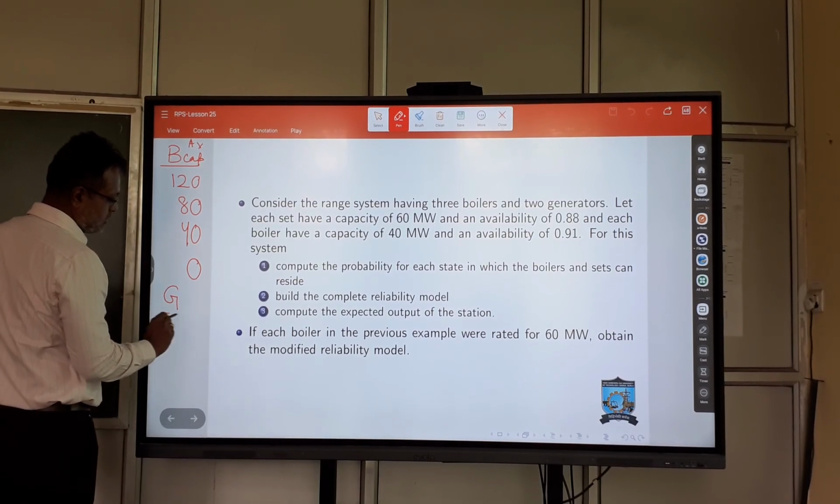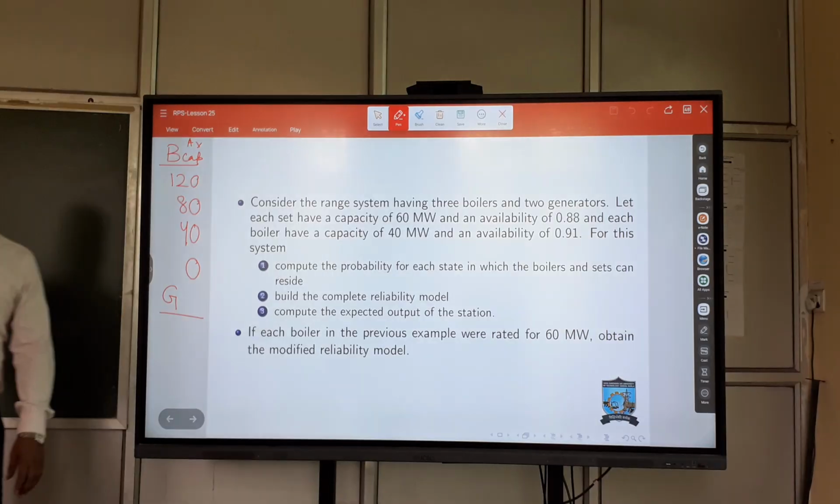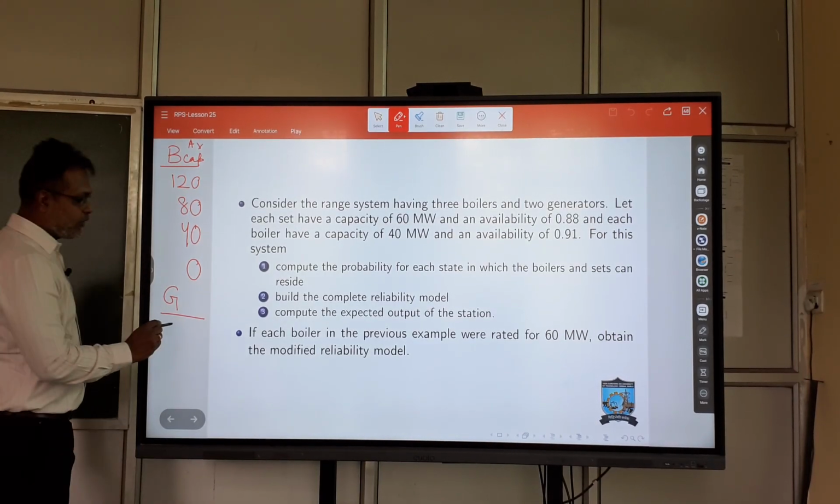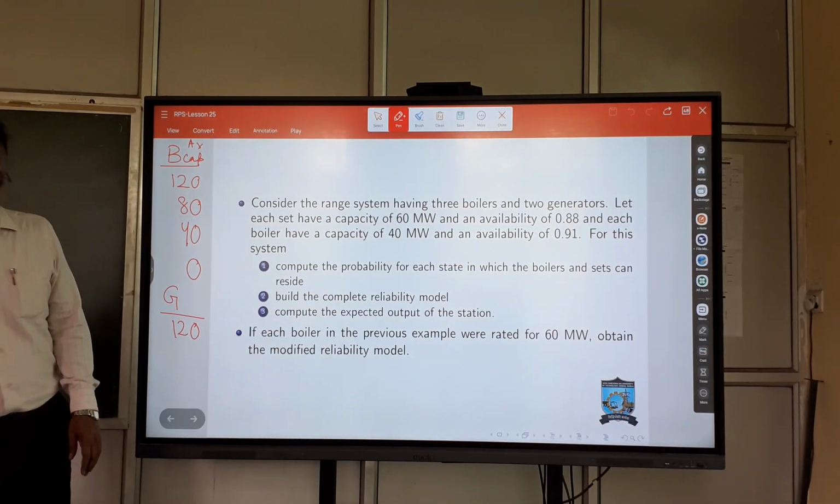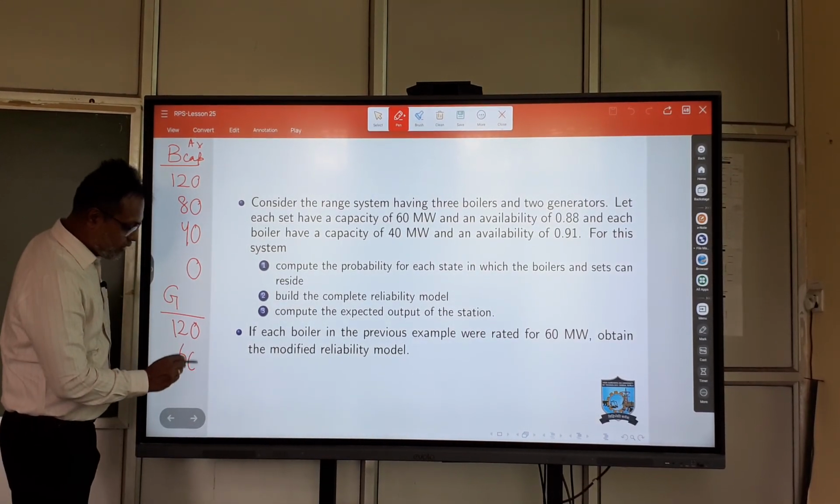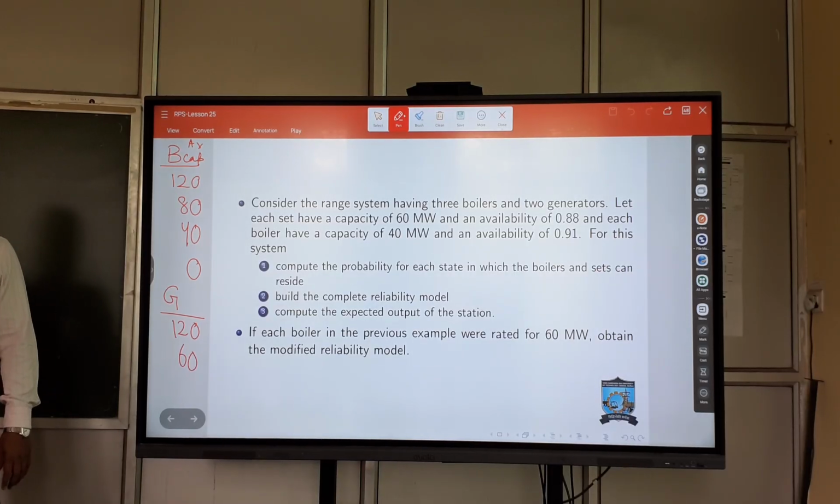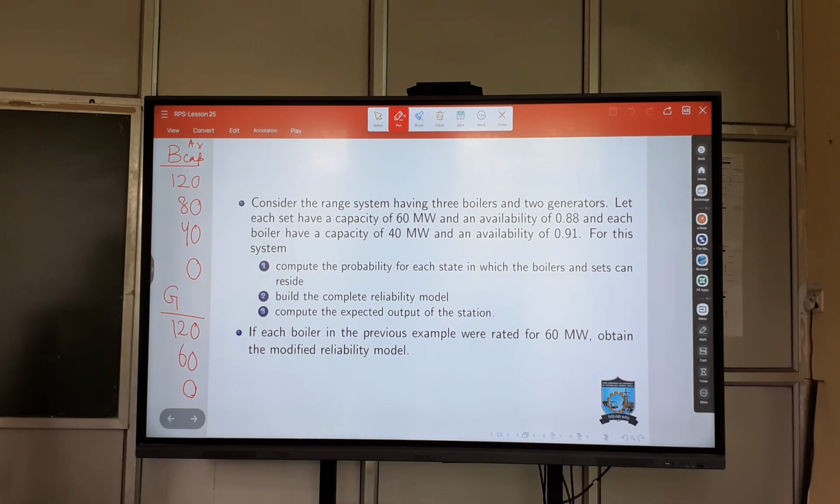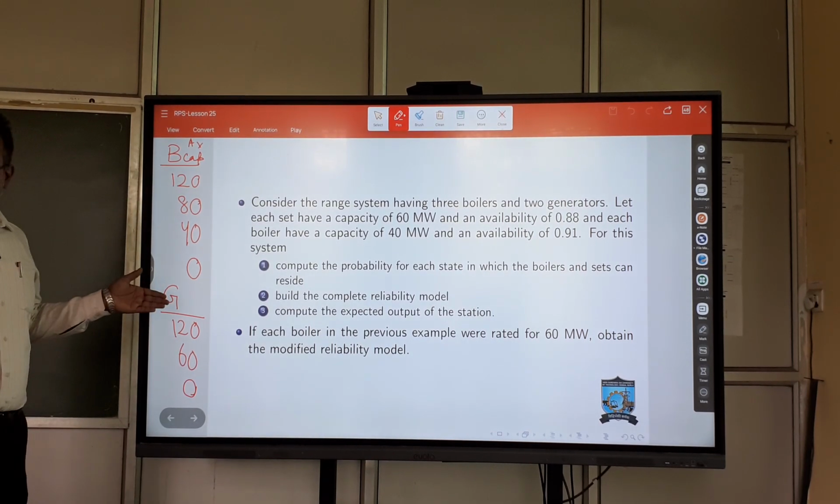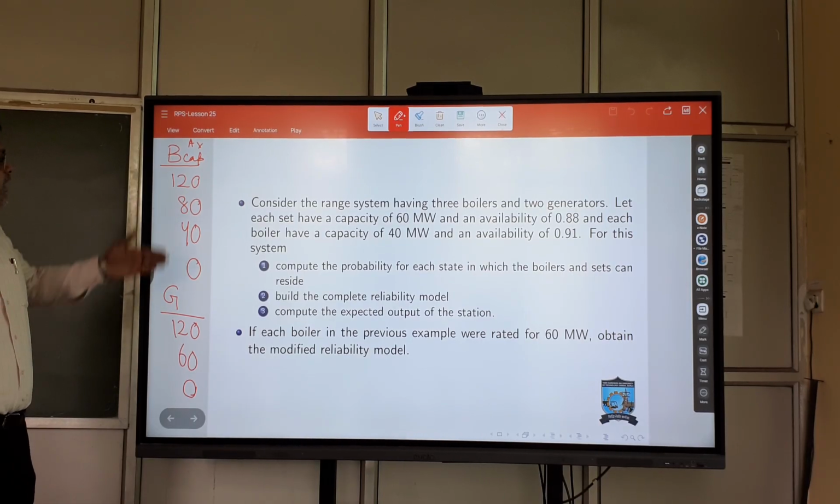So we can write here the boiler available capacity. Generator: 2 generators, 60 megawatt each. So either 120 megawatt is available when both are up, 60 megawatt is available when one is up, 0 megawatt is available when both are down. With this, you can find out the probability. How to find out?